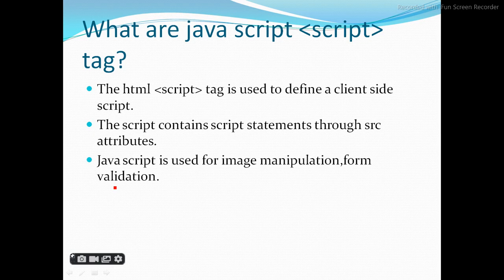Means there are two types of things we have to study, client-side and server-side. Whenever we are sending a request, that will be a client-side request, and whenever a server is responding, that will be a server-side response. I will help you understand in detail in the upcoming videos, and I will show you the output of these programs also. Okay, so the script contains script statements through the src attribute. Inside the src, that is the source attribute, you have to write what width and height you want to set for your image. JavaScript is used for image manipulation and form validation.